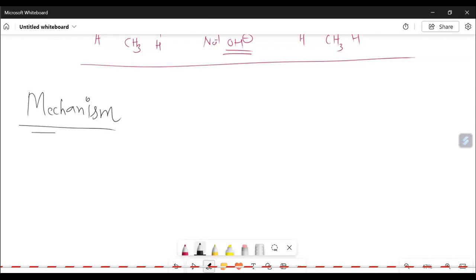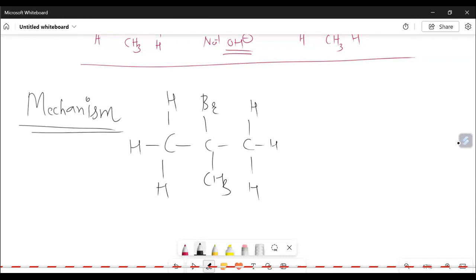For better understanding of the mechanism, we have C, H, CH3, Br, and H. What happens here? This Br is more electronegative than carbon, so it will pull out its electron, and there will be a formation of a carbocation. That is your intermediate step. You know about intermediates, right? We have read it before. So there is a formation of a carbocation in it.